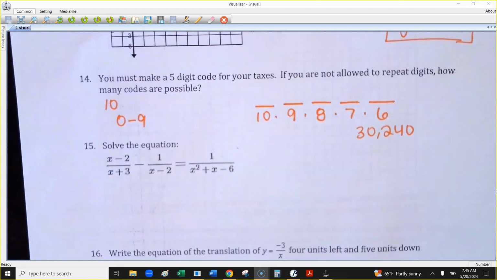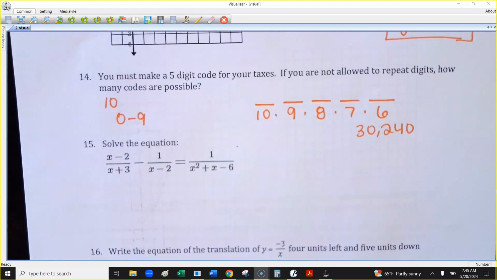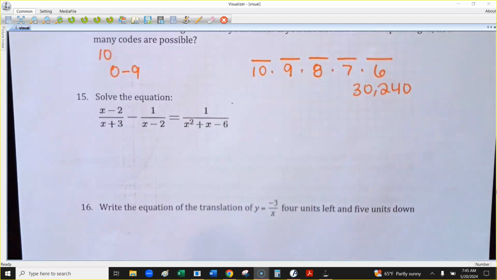Does anybody have a question? These are really mixed together. Sorry, these are all from different units as we've gone through here so far this morning.